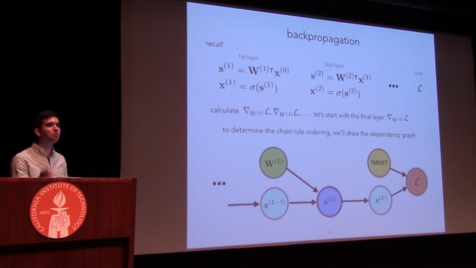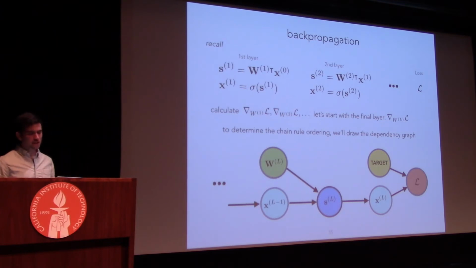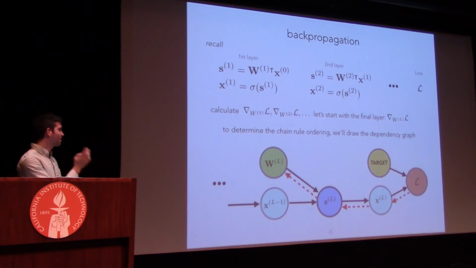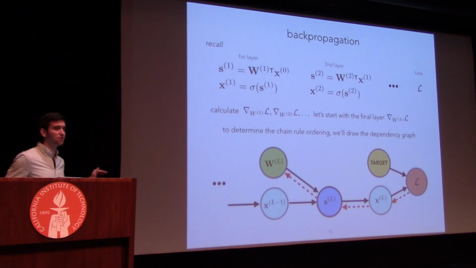So I want the output of this function to match the target as close as possible. And if I want to get back to W capital L, then I'm going to have to traverse through the dependencies in this graph back from L, from script L here, from my loss, to X capital L, to S capital L, and then to WL. Does everyone see how we have to flow backward through the graph to get back to W? Yes.